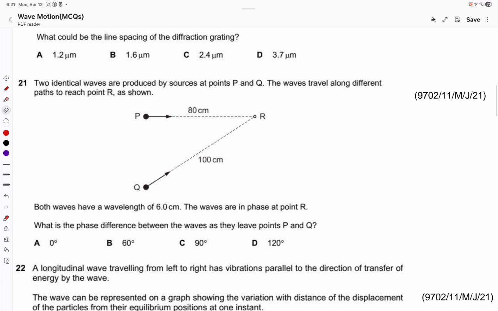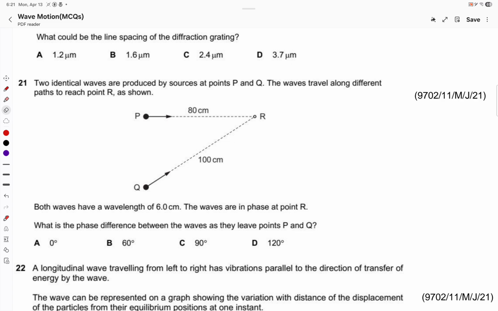Guys, this is a question about the concept of phase difference or path difference. Two identical waves are produced by sources at P and Q. The waves travel along different paths to reach point R as shown in the diagram. That's from May-June 2021, paper 1-1, question number 21. Both waves have the same wavelength, which is 6 centimeters. The waves are in phase at point R. What is the phase difference between the waves as they leave points P and Q?